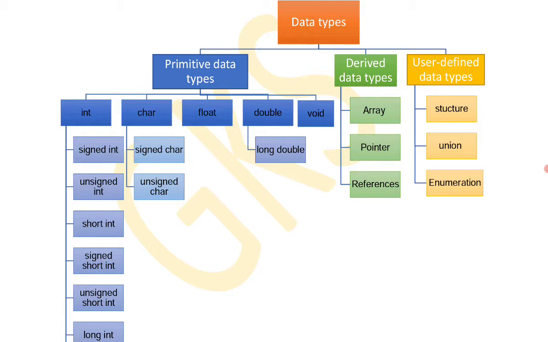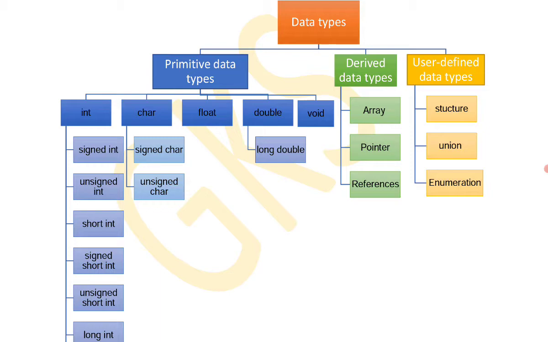Again, char is of two types: signed char and unsigned char. Signed char means characters with some signed symbols, and unsigned char means characters with some negative symbols.